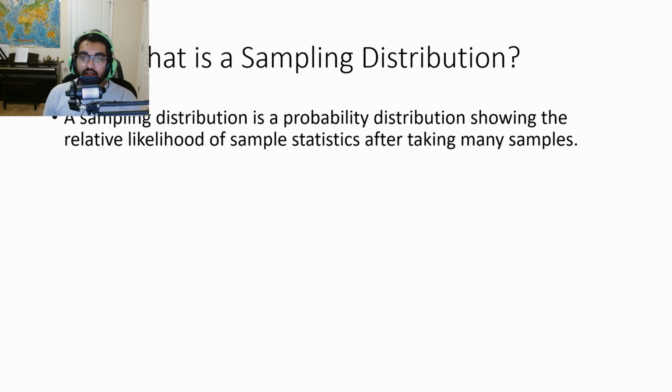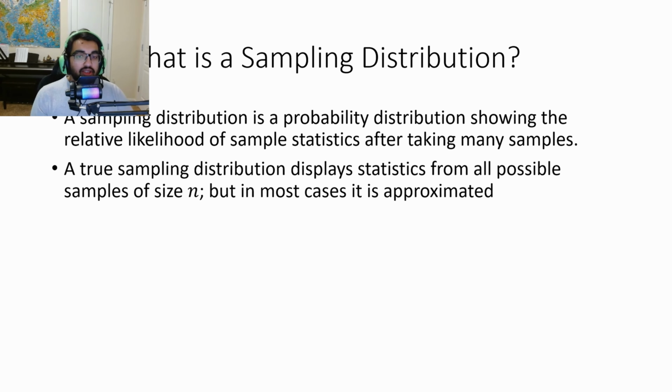A sampling distribution is a probability distribution showing the relative likelihood of sample statistics after taking many samples. That's a lot of big words. What does that mean? Well, basically, when you take a sample, you get some sort of measurement from that, right? That's what we call a statistic. Now you take another sample, you get a slightly different measurement. Another sample, you get a different measurement. And you take more and more samples and you stack them up on each other. Eventually you're going to get a distribution that shows the statistics that you get from all of those samples. So essentially, it's a sample of samples.